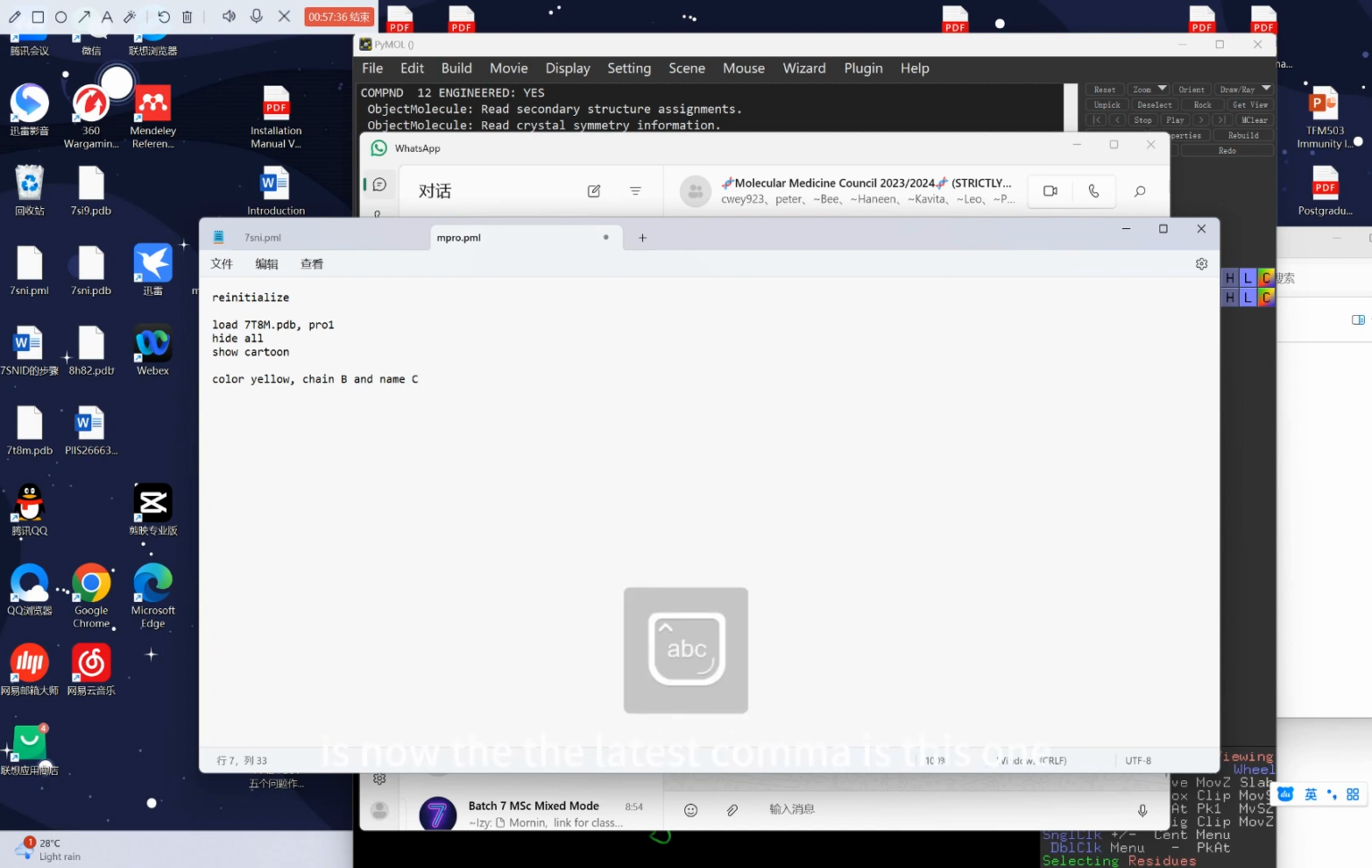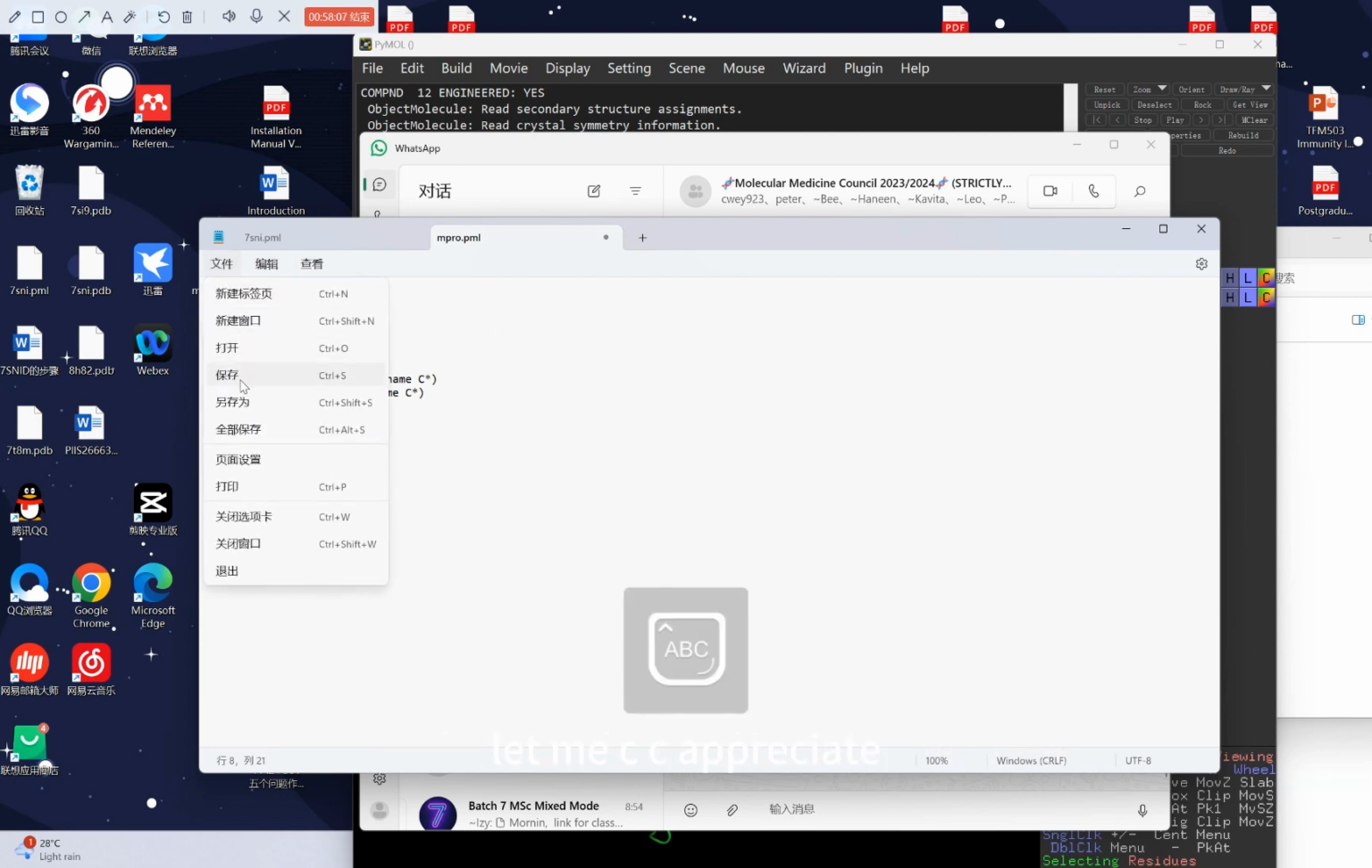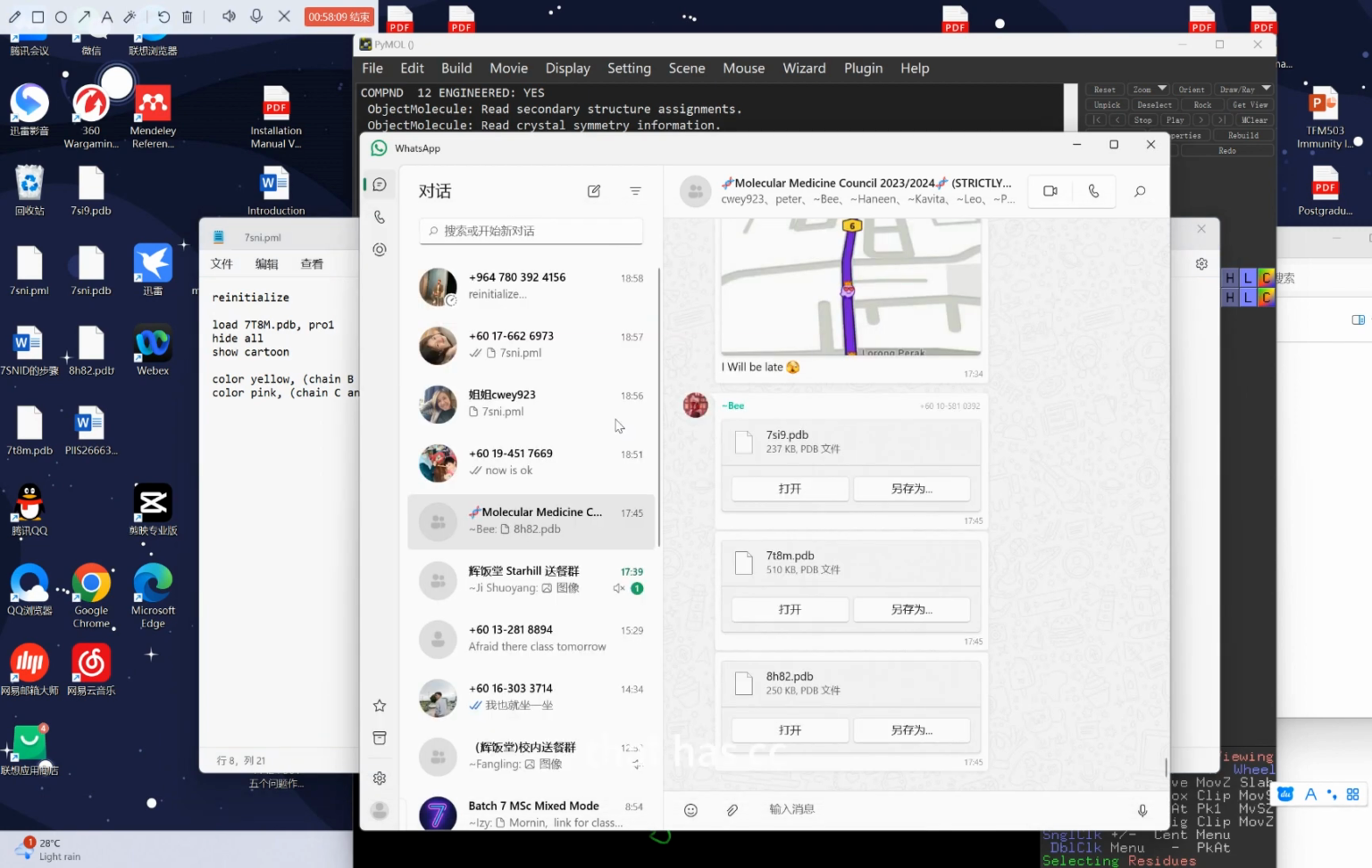So just now the latest command is this one: chain B and C, color pink, color yellow. I just changed the color. So now the substrate peptide is chain C. You name it differently, easier to see. You have to put the name C star. If you don't put this, all the C, oxygen, nitrogen, everything will become pink and difficult to see. Let me see.